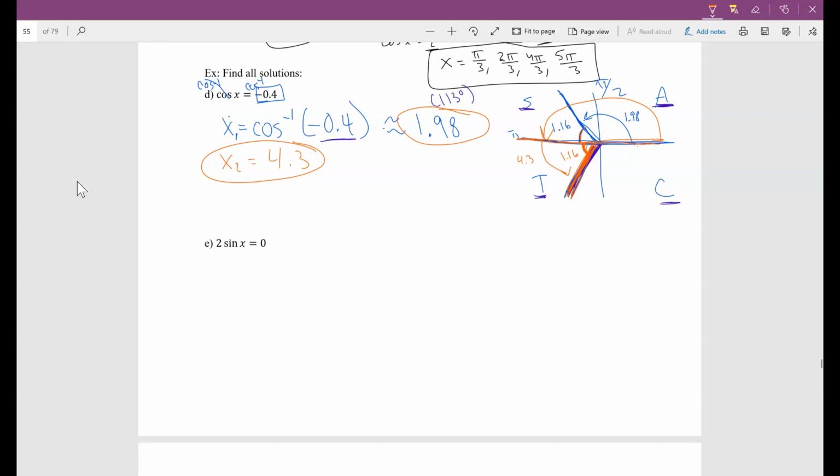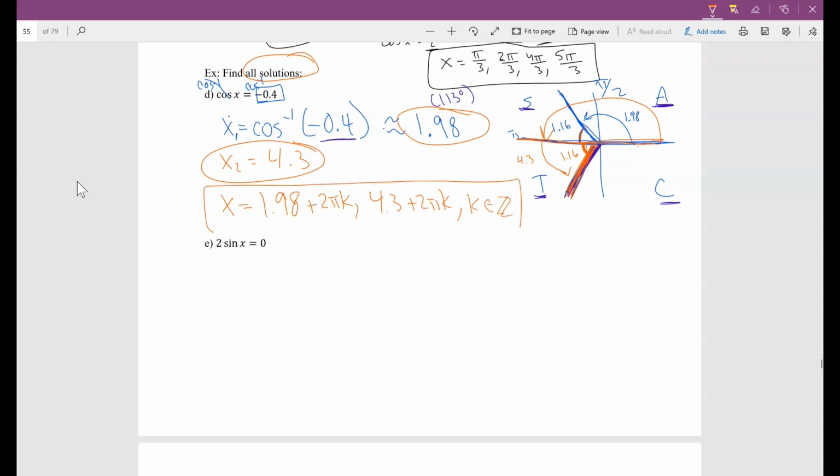Now, these are not all the solutions, because we want all of them. So my full solution will be x is equal to 1.98 plus 2 pi k, and 4.3 plus 2 pi k, where k is an integer.